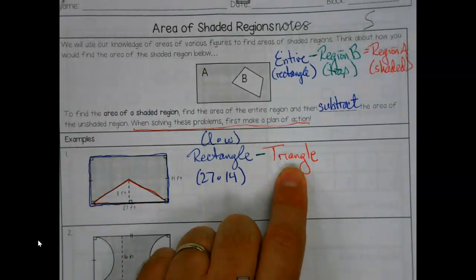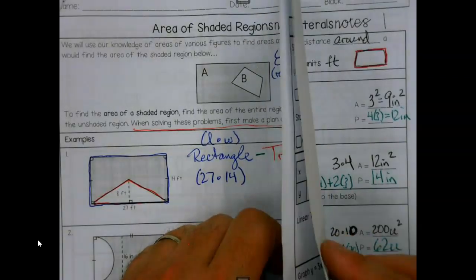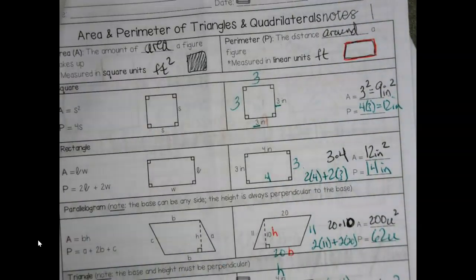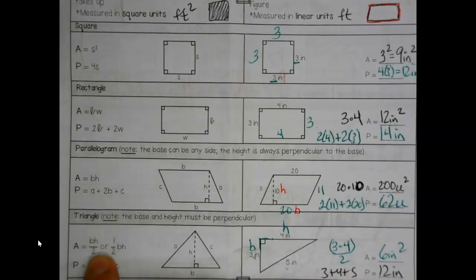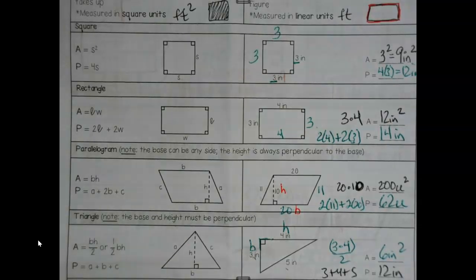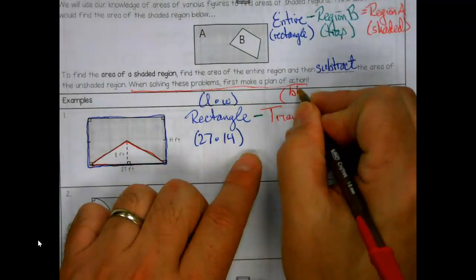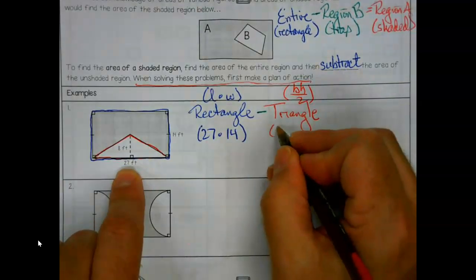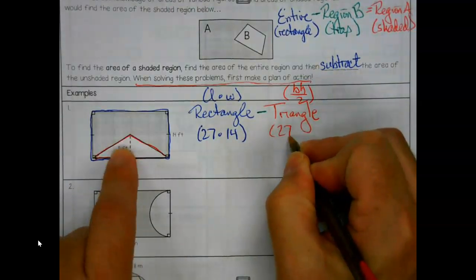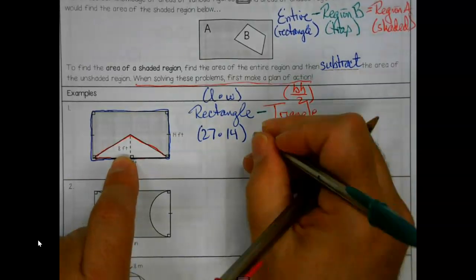What about the area of a triangle? If I go back, take myself a quick peek on page 1 if I need to. Base times height divided by 2, or 1/2 base times height. So base times height divided by 2. So my base is 27. My height is 8. And we're going to divide that by 2.